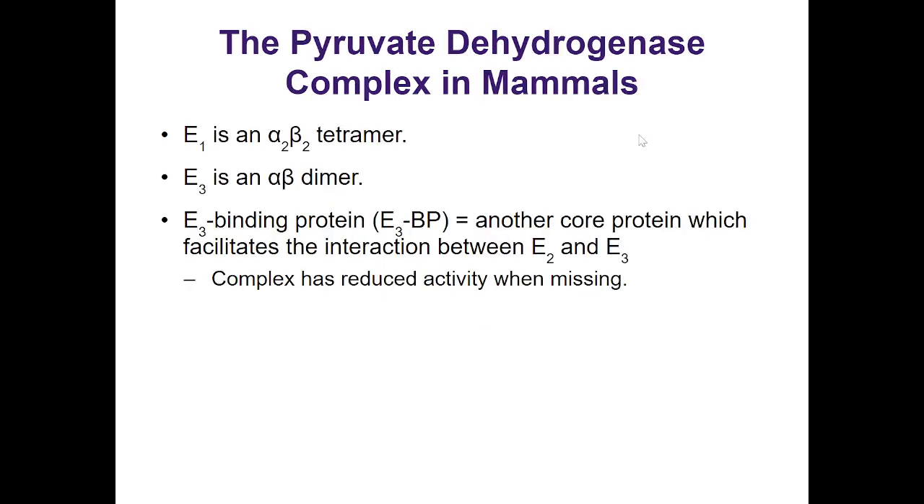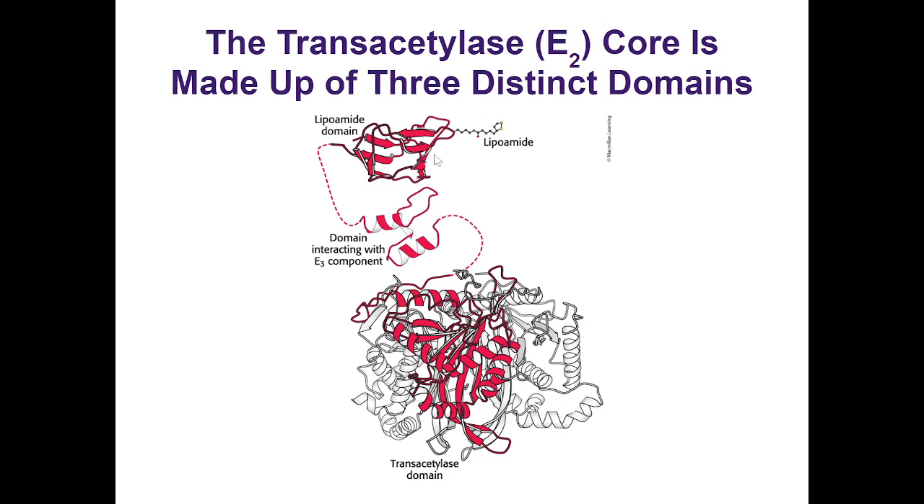So the E1, this is actually an alpha-2 beta-2 tetramer. The E3, this is an alpha-beta dimer. And the E3 binding protein, which is the E3-BP complex, is actually going to be another core protein which will facilitate the interactions between the E2 and E3. This complex has reduced activity when it's missing, though you would still have activity because you would still have the cores of this portion of the protein. Okay?